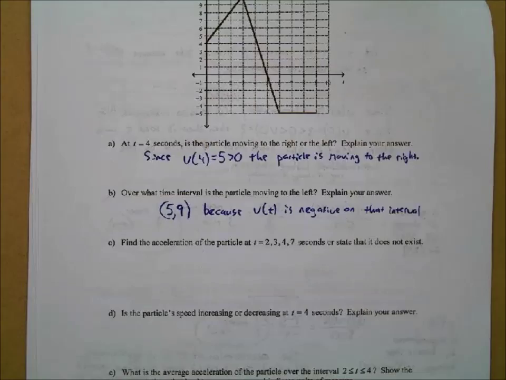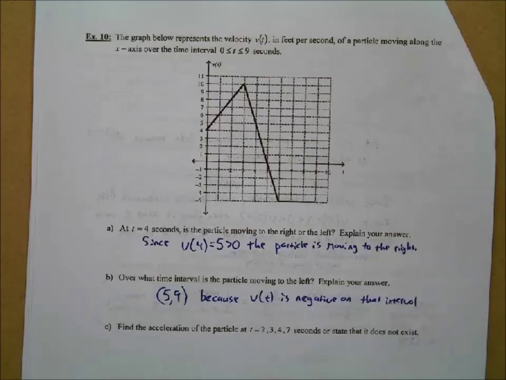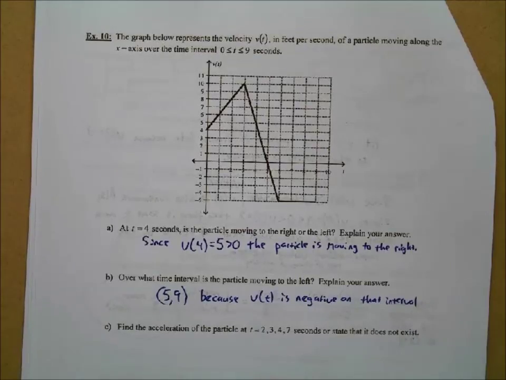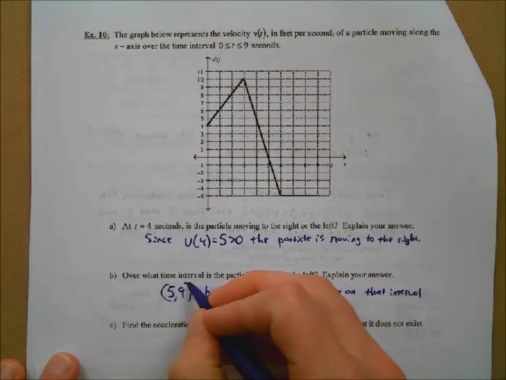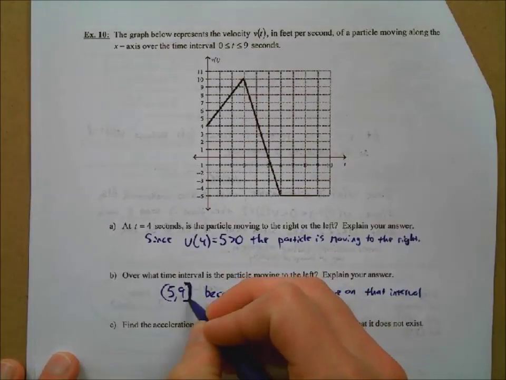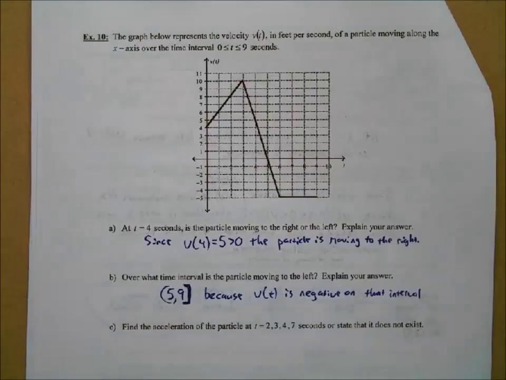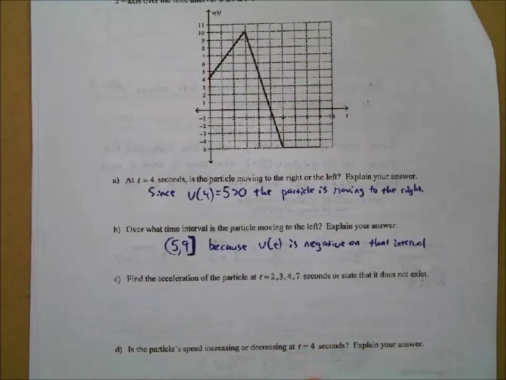All right, next question. Is 9 supposed to be a closed bracket? That's a good question. It does stop there, or we don't have any more information after that. I want to say that we can include it, yes. But definitely not the 5, right? Because at 5 it would be at rest. So, all right, letter C. Moving on here. Good question.